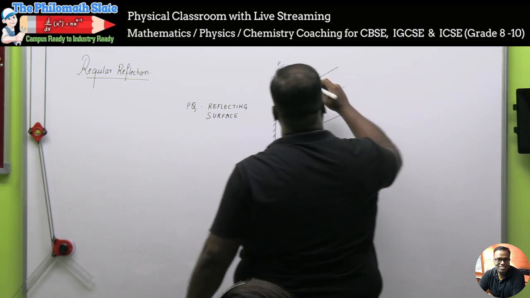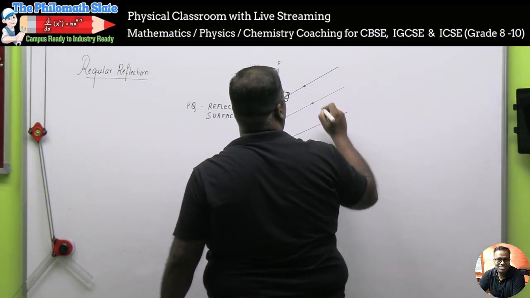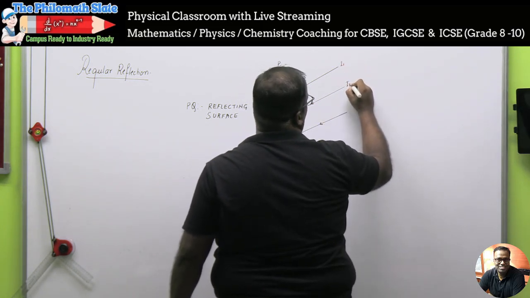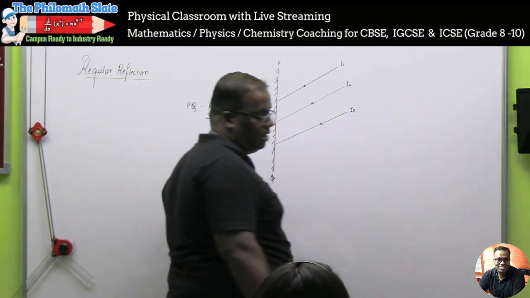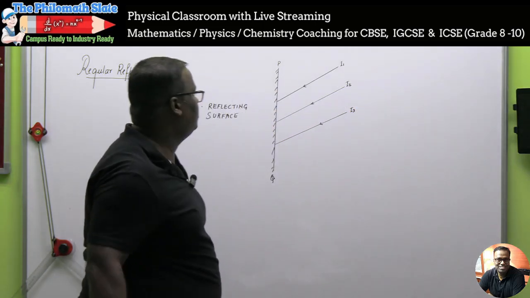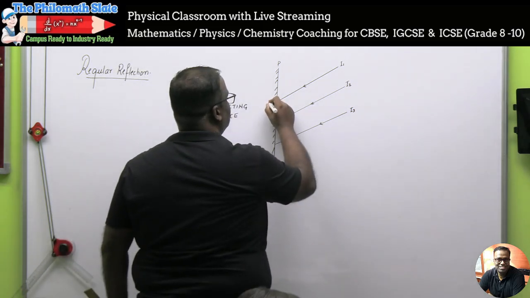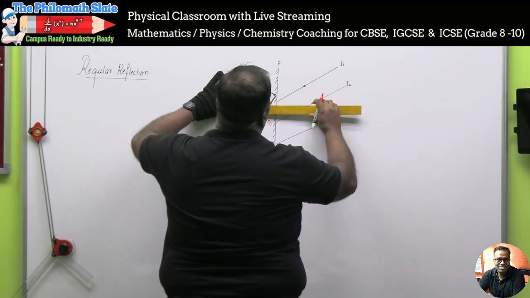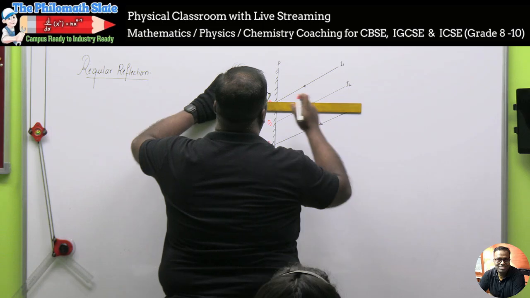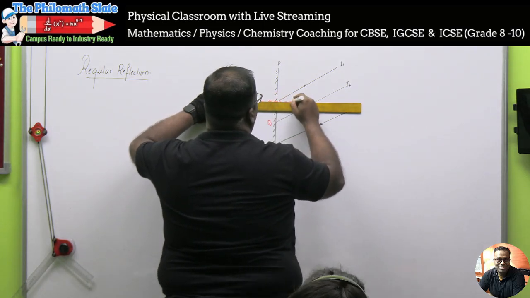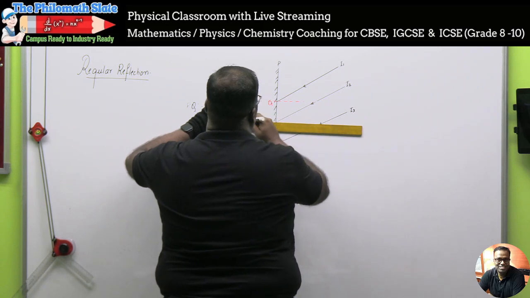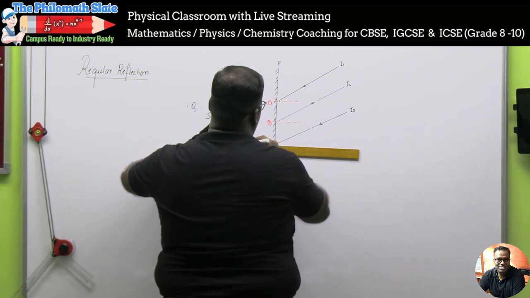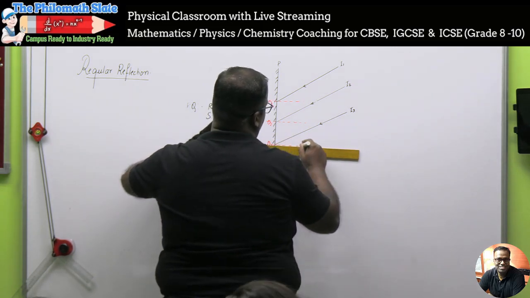So there are three parallel incident rays, I1, I2, I3. Three parallel incident rays. So definitely I should have 3 points of incidence, O1, O2, O3, and I should have 3 normals. One, two, and 3.